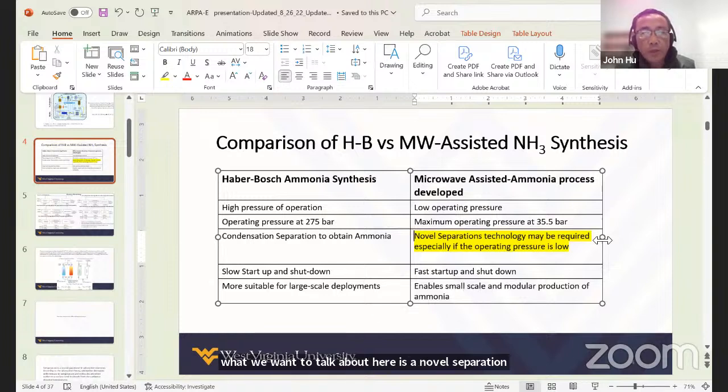Okay, so we are all clear, is that right? For low pressure ammonia synthesis, we need a normal separation. We should not use the condensation high pressure separation.